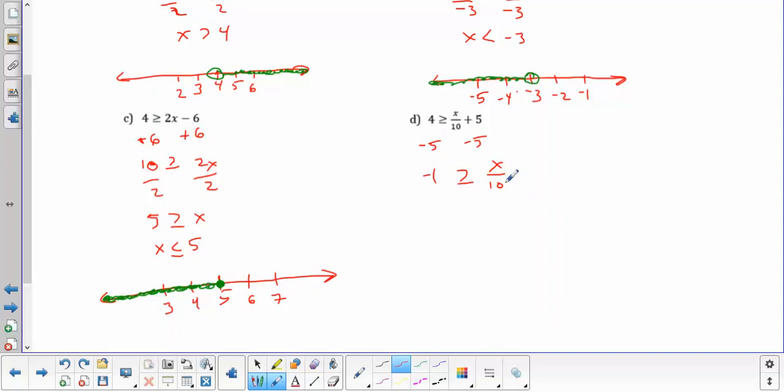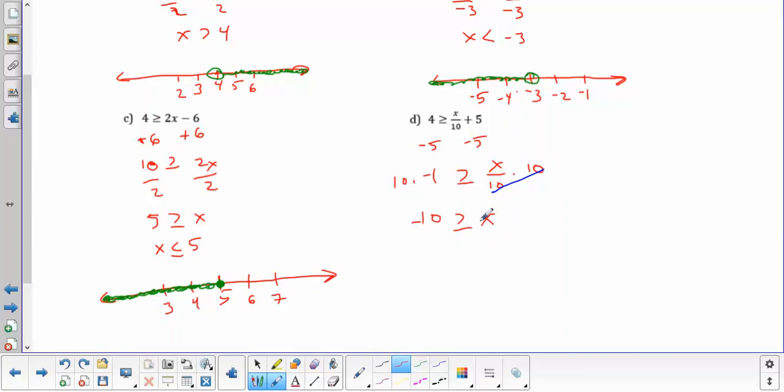Okay. Since we are dividing by 10, we need to undo the division by doing multiplication. If you do that, this cancels. Don't forget to do it on the other side. 10 times -1 is -10, and this becomes negative 10 is greater than or equal to x.